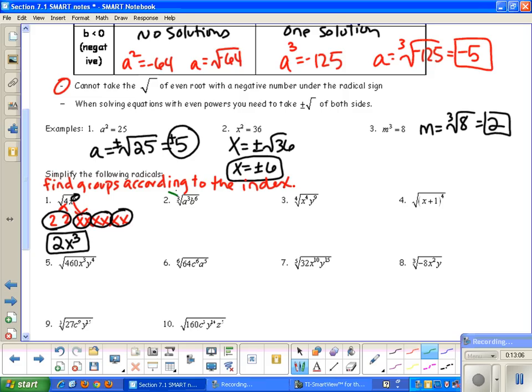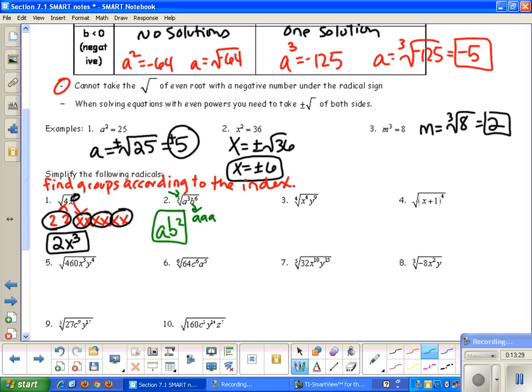We have an index of 3, so we're looking for groups of 3 that we can take out. So what I do is just divide my powers by the index. 3 divided by 3 would be 1, so this is going to be a to the first power, which you don't need to write the 1. And then 6 divided by 3 is 2, so a b to the second power, and that would be my answer. Or if you wanted to, you could write it out.